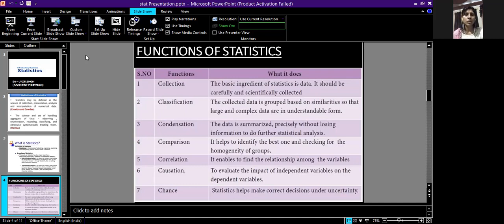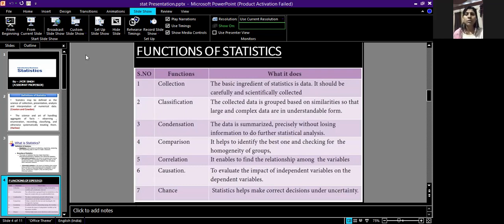Causation, the next is causation. This function really helps to identify the impact of the independent variable on the dependent variable. And what is this independent variable? This independent variable is the one which is not being affected by any other factor or any other variable. And this dependent variable is the one which is being affected by other factors. For example, the production totally depends on the demand in the market. So production is a dependent variable.